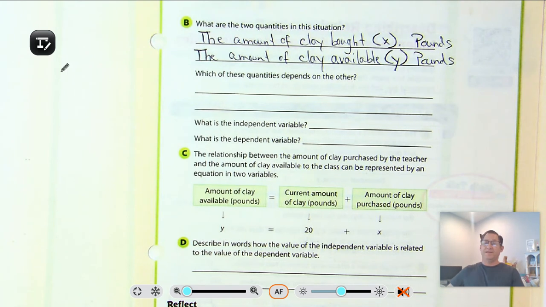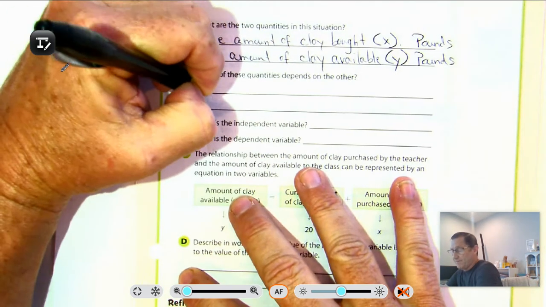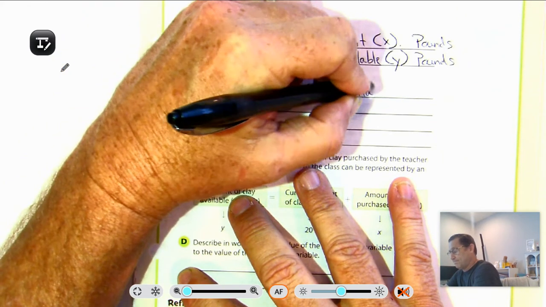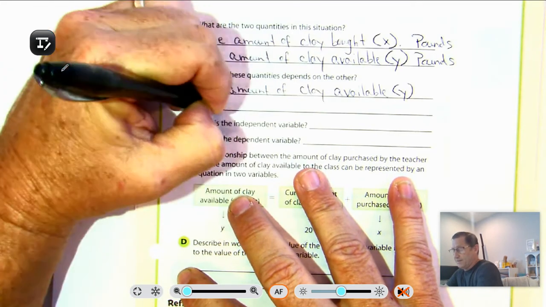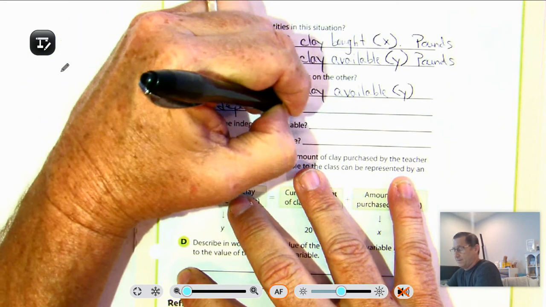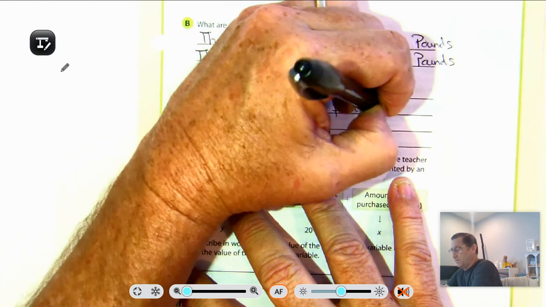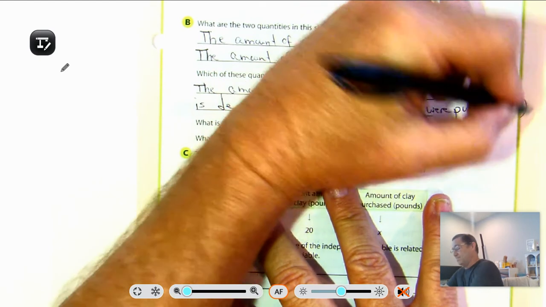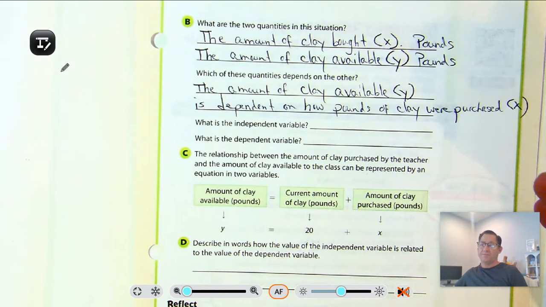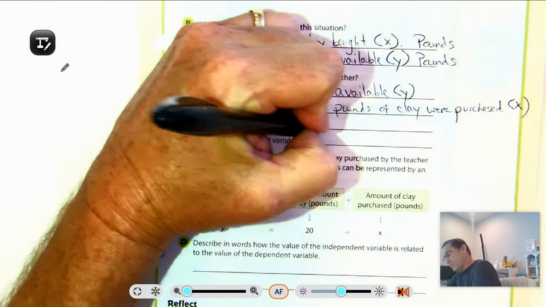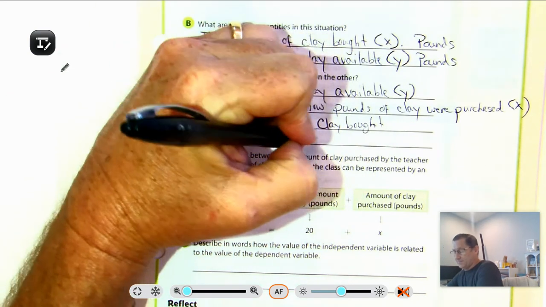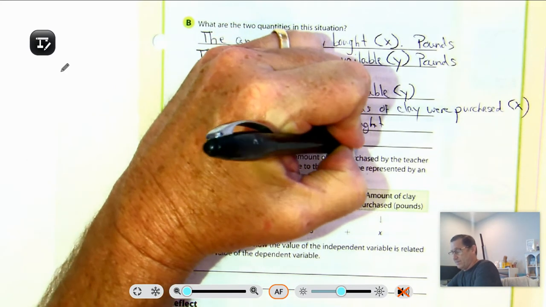All right, so which of these two quantities depends on the other? The amount of clay available is dependent upon how many pounds of clay were purchased. So as X increases, the amount that she purchases, the amount of available clay goes up. So the independent variable is clay bought. That can change by the amount that the teacher buys, and the dependent is the clay available.